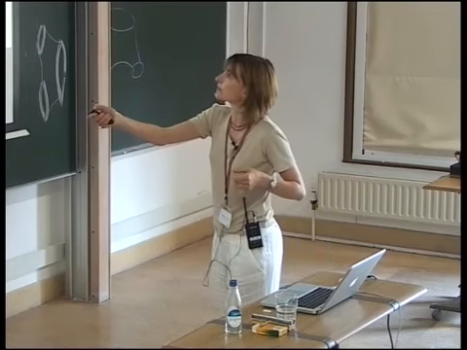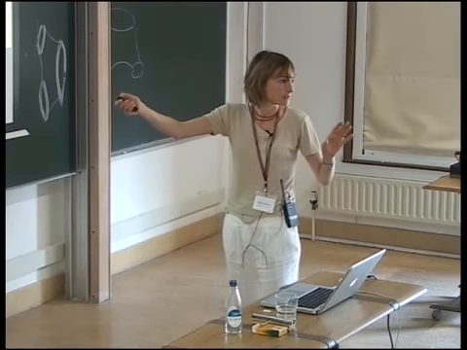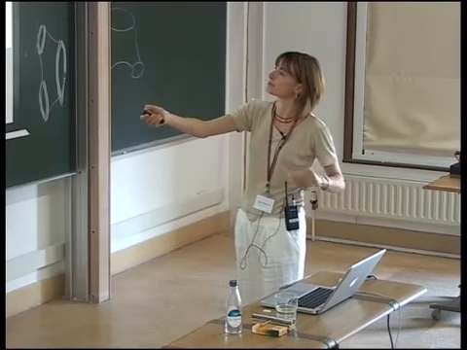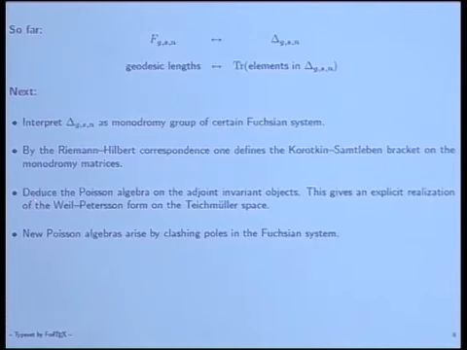Okay. So this I will explain. It's not that this is just a program. And then so this is a bracket. In fact, this bracket is not Poissonian. It's a bracket and doesn't satisfy the Jacobi identity. However, when you restrict this bracket to adjoint invariant objects, such as traces, it is Poisson. So we can deduce the Poisson algebra on the traces of elements. And this gives the explicit realization of the so-called Weil-Petersson form on the Teichmuller space.